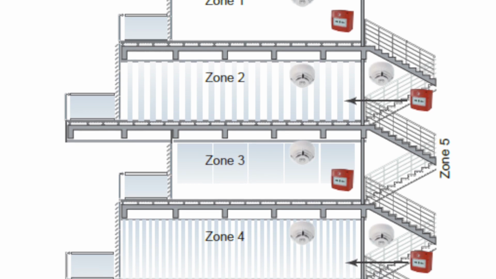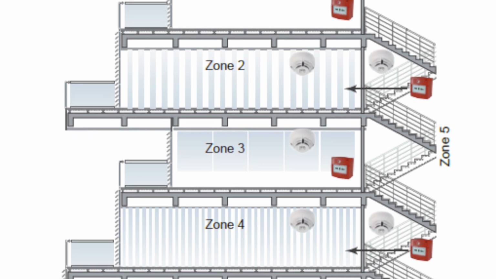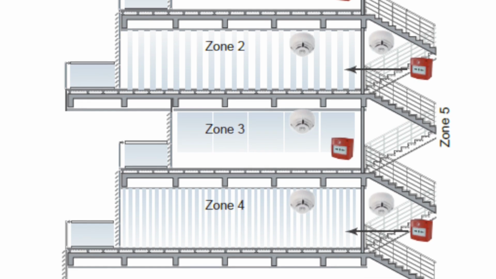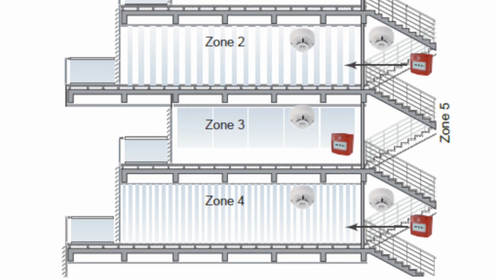So let's say you have a 4-story building. Each floor will be identified as a single zone. An alarm goes off on floor number 2, the fire alarm panel will read floor 2, zone 2.